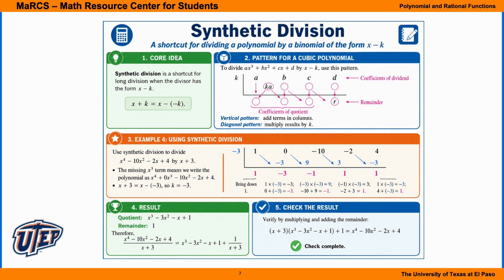Then we multiply for the last time. 1 times negative 3 is equal to negative 3. So now 4 minus 3 is equal to positive 1. So our remainder is 1. So then our final answer will be x cubed minus 3x squared minus x plus 1 divided by x plus 3. Now to check our answer, we can multiply x plus 3 by x cubed minus 3x squared minus x plus 1 again, and we will get x to the power of 4 minus 10x squared minus 2x plus 4.